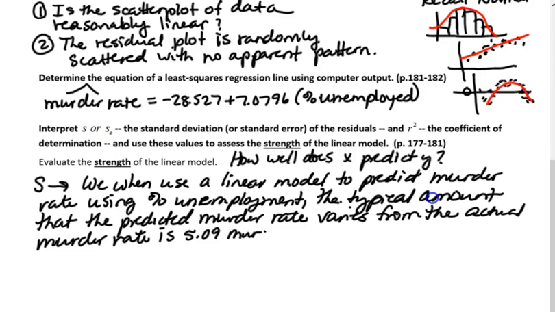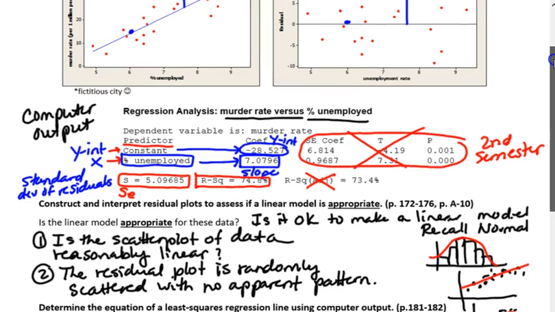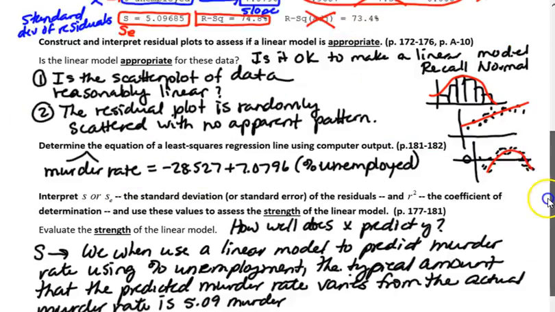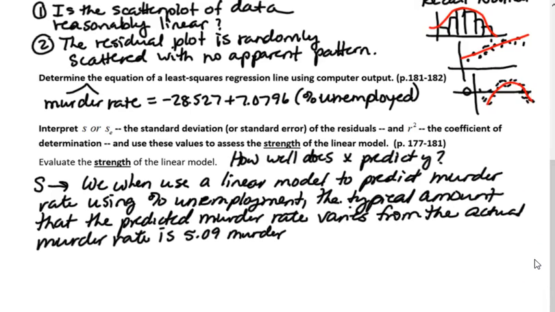We have to think about this. The residual is in Y values because it's the difference between the predicted and the actual Y values. So you have to look at your Y units. If you go back up here and look at what the Y units are, this is murder rate per 1 million people per year. So I need to actually say that is 5.09 murders per 1 million people per year.